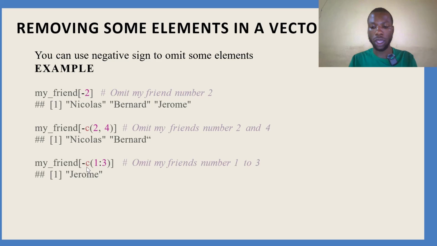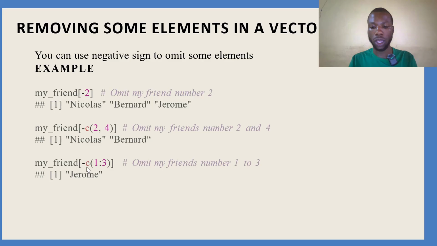To remove some element in a vector, we use minus. Of course, the sign is the same, but the operation is different. The first time when we are doing subsetting, we are trying to see. But if we are going to remove, we still use the square brackets or brass. If I need to remove the value at position number 2, I'm going to do minus 2 instead of typing 2.